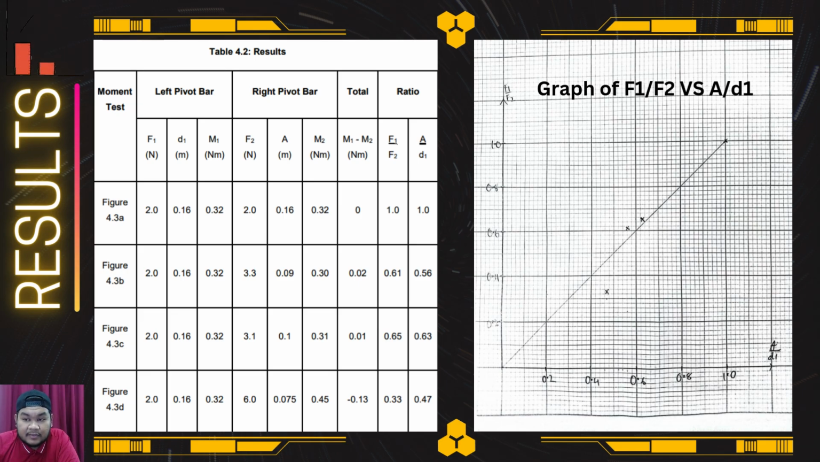So we have plotted the graph of ratio of forces versus ratio of distances. We're supposed to get a linear graph, but due to some inaccuracies in our data caused by external factors, such as parallax errors or other errors like friction at the pivot point, could affect our result, but it should be a linear graph.